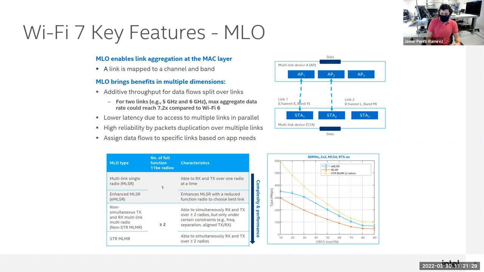You could also think of how, for a given application, to split the data streams across different bands, depending on the stream requirements and the band conditions. If you want to keep latency at bay, and by latency I mean more related to channel access, if you're trying to access channels in parallel, the chances are you're going to be successful earlier. So, as I mentioned before, these are new tools in your toolbox to make your wireless network deterministic.